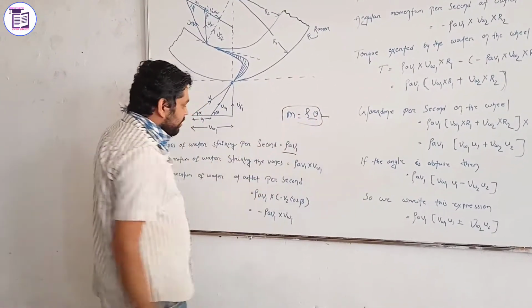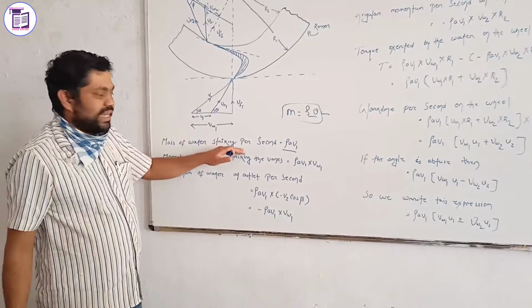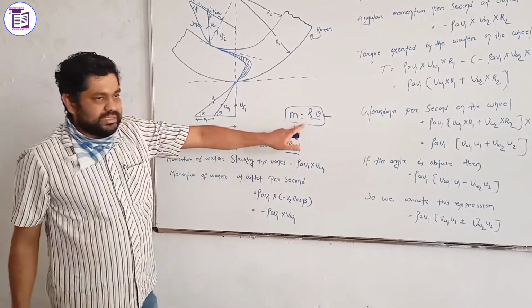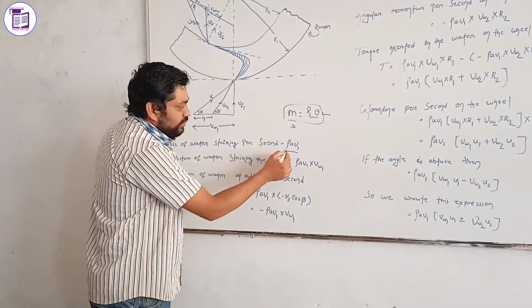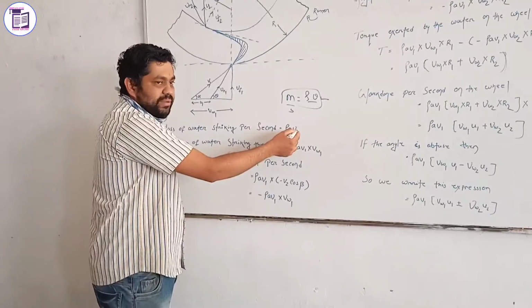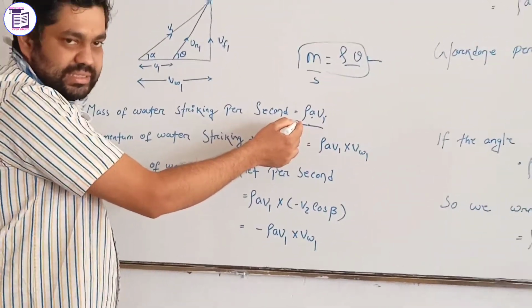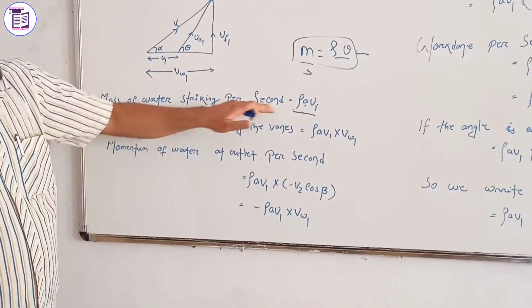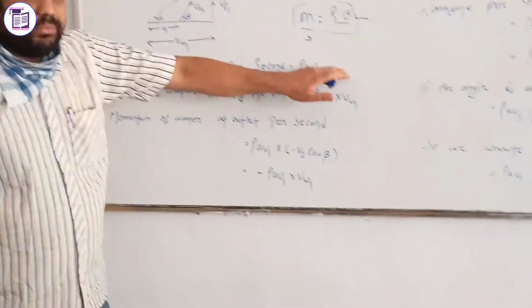For the mass of water striking per second, we use mass per second. Using density and volume, we get rho A V1, where A is the area of the jet, V1 is the inlet velocity, and rho is the density of water. That is called the mass of water striking per second, rho A V1.